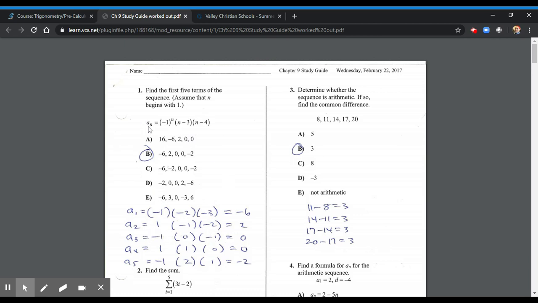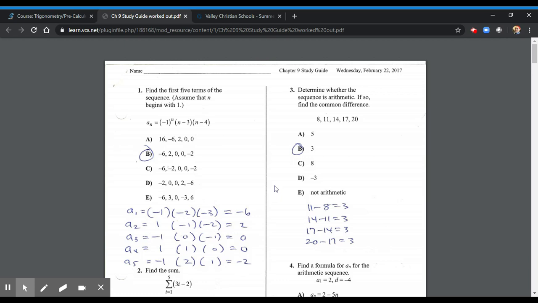A sub 4, n equal 4. Negative 1 to the fourth is positive 1. 4 minus 3 is positive 1. 4 minus 4 is 0, so multiplying through, we get a 0 again. For 5, we've got negative 1 to the fifth is negative 1. 5 minus 3 is 2. 5 minus 4 is 1. And this multiplies through to negative 2. So the answer is B, negative 6, 2, 0, 0, negative 2.